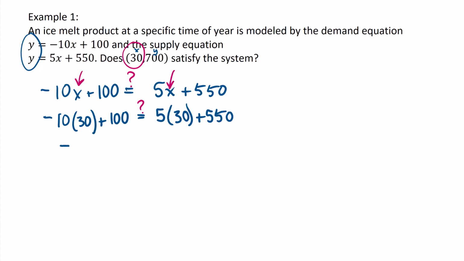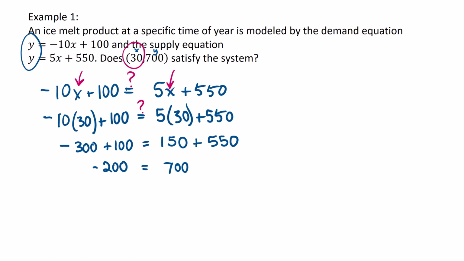Negative 10 times 30 is negative 300 plus 100 on the left, and 5 times 30 is 150 plus 550. This simplifies on the left to negative 200, and on the right simplifies to 700.